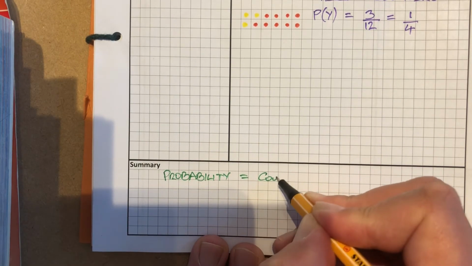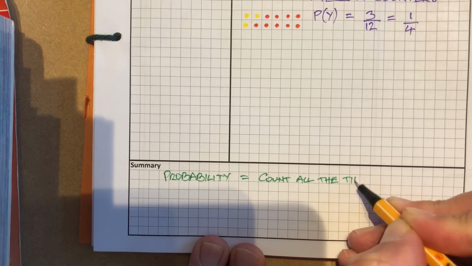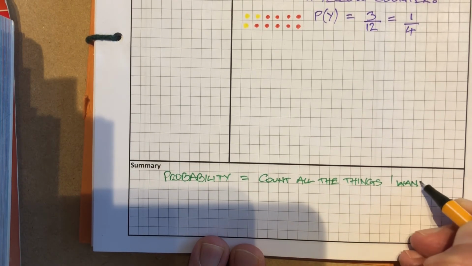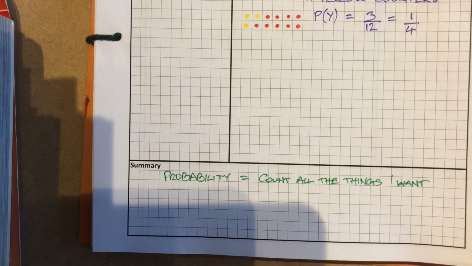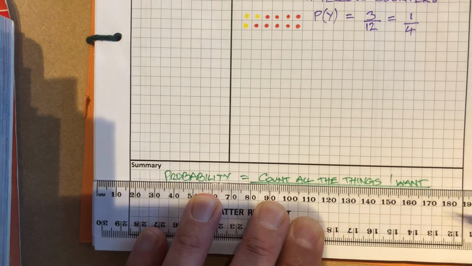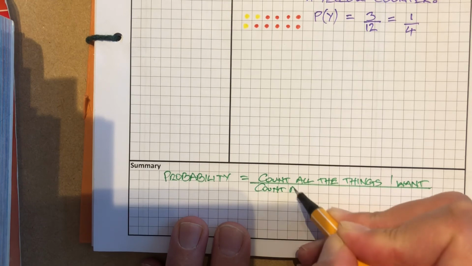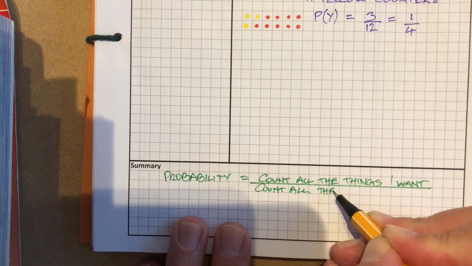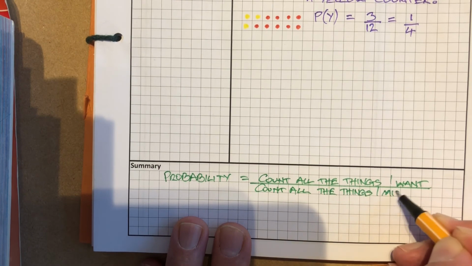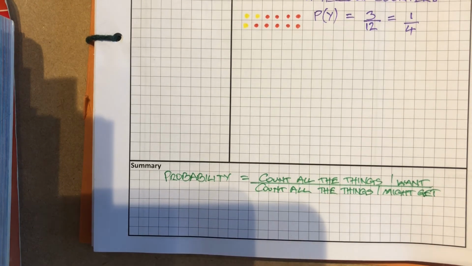So what do I do? I count all the things I want. So I count all the yellow counters, for instance, and I put that over count all the things I might get. And that's it, done.